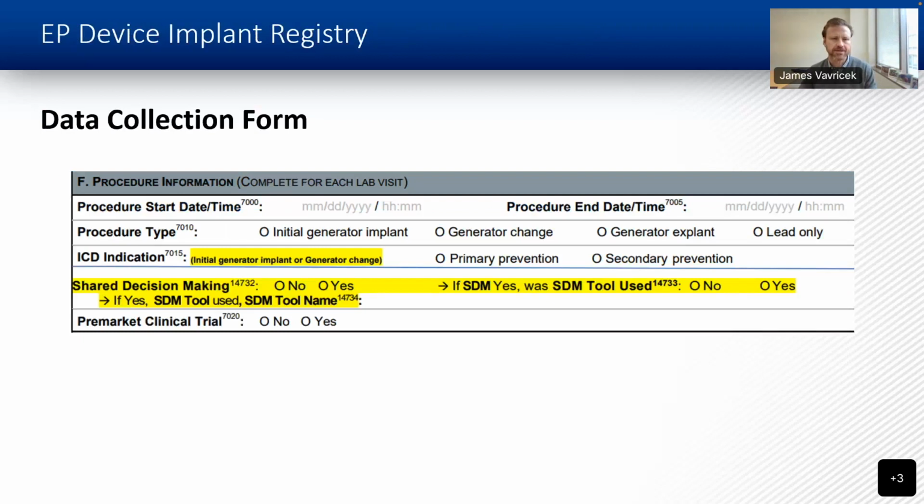I had mentioned the registry data collection requirement that previously existed. The EP device registry is not something that people must do as a condition of coverage for Medicare under coverage with evidence development, but it's still a really valuable tool for quality improvement and continuing to understand the services. And right here are highlighted the lines that talk about documenting the shared decision making in that data collection. So it remains a useful tool for that.